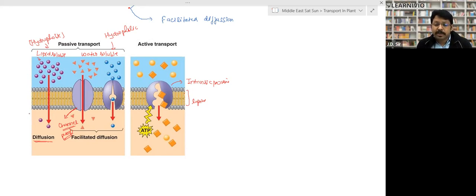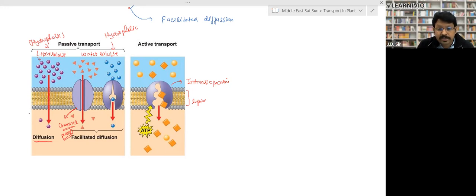So the movement is taking place from higher concentration of students to lower concentration of students, and the gate in the bus, what do you call that? Channel or pump. So you are passing through the channel or pump. This was the one scenario. So this is the passive transport, and passive transport with the help of a channel.